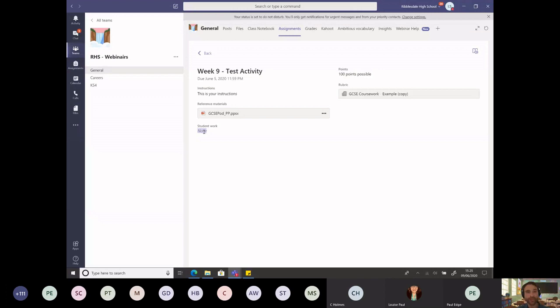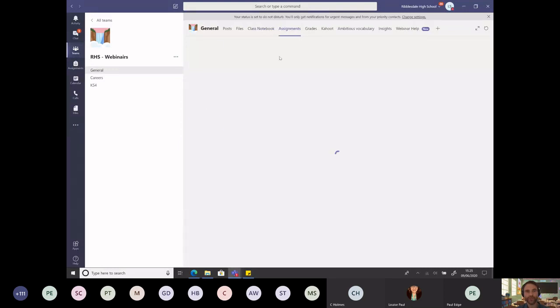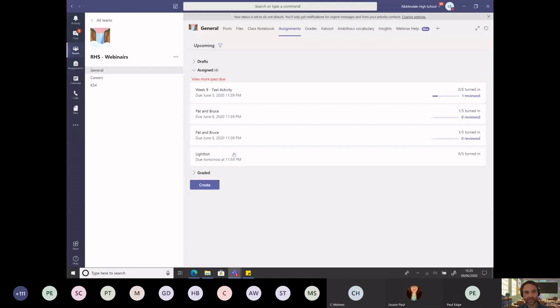And when they do that, you can then access their work as you've seen before on those Lightbot ones, and it really saves teachers a lot of time, and once again you can use those different rubrics across your whole department. And then the last one to show you is really to ensure that once you've actually created your activity, you can reuse it.